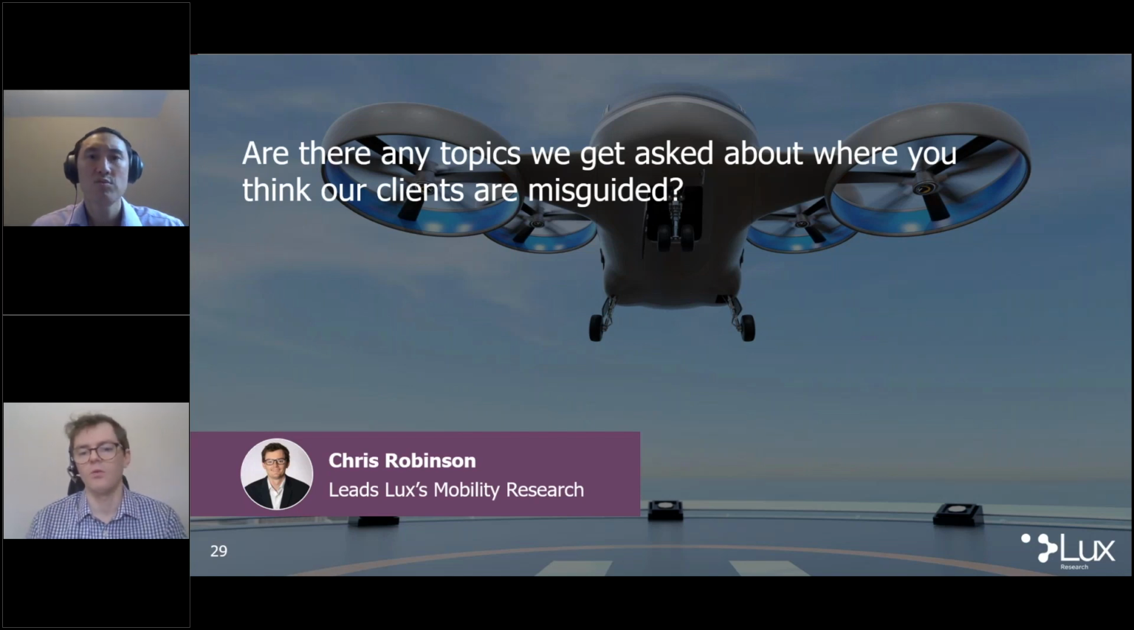And there is one little pocket of growing interest, which is using eVTOLs for moving cargo. We've gotten quite a few more questions on that this year than in the past. So if you're in the eVTOL space, I think that's really the more pressing opportunity, moving things rather than people. So that's the mobility side of it.